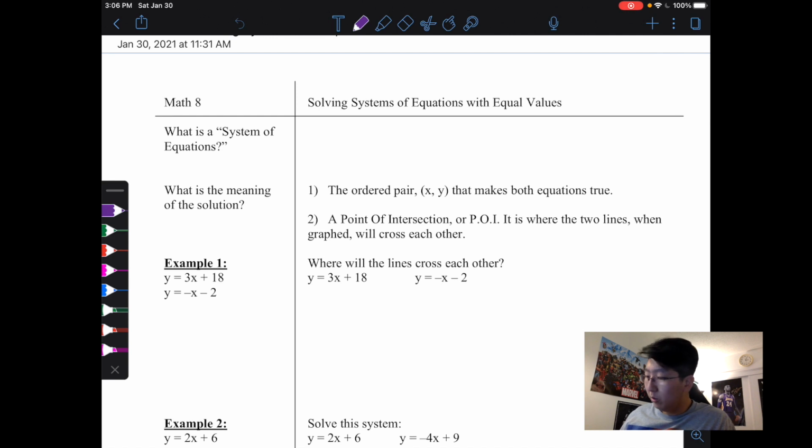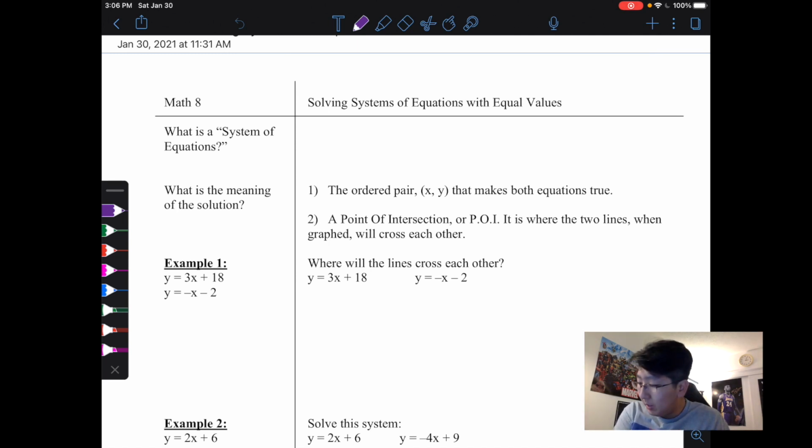Here are our notes on how to solve systems of equations using the equal value method. Before we get into our notes, the first thing I want to do is answer the question, what is a system of equations? If we want to be able to solve a system, we need to know what it is.